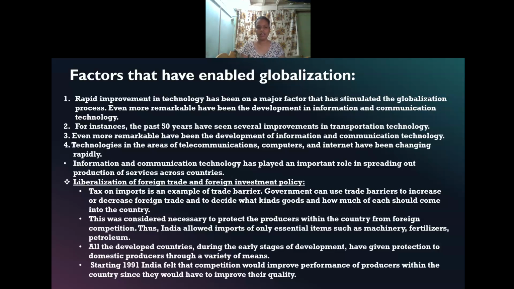In the initial stages they gave support to domestic traders, but later, due to the development, in 1991 the government decided now it is time. Our domestic producers are able to compete in the global world as well as in the global market. So slowly, gradually, they started removing the trade barriers so that they would compete in the international market. So this is all about the liberalization of foreign trade and foreign investment policy. Before that, trade barriers were there, and afterwards they were removed.